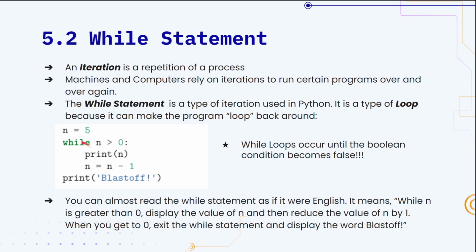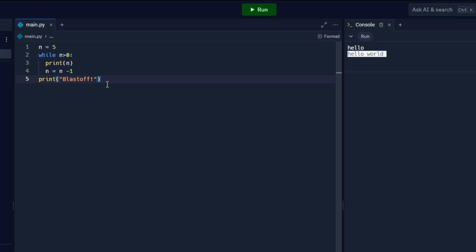What I want you to do is guess or predict what the output of this is going to be. I've recreated the code over here. n equals 5, while n is greater than 0, print n, and then n is equal to 1 less. So what's the code going to look like? It's going to look like a countdown to a blast off: 5, 4, 3, 2, 1, blast off. That's what we're going to get.